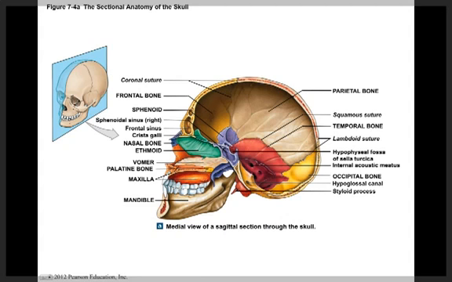I also want to show you some of the sinuses. The sinuses are skull bones with air-filled chambers. Here we can see the frontal sinus that's located in the frontal bone. We can also see the right sphenoid sinus, which is found in the sphenoid bone.